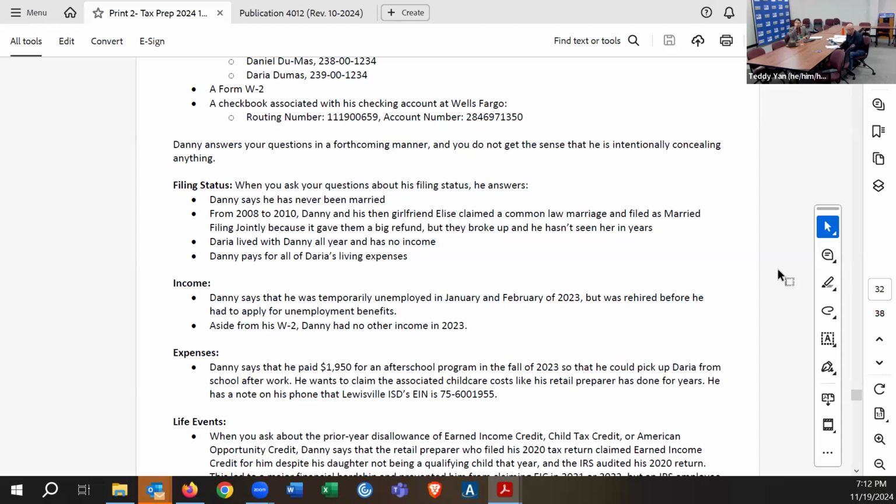Now, why am I including this on here? Because there is a common law marriage in Texas, but there is no such thing as common law divorce. Danny is technically married. So when we go through that filing status chart, we have to follow the yes icon from that start here box.